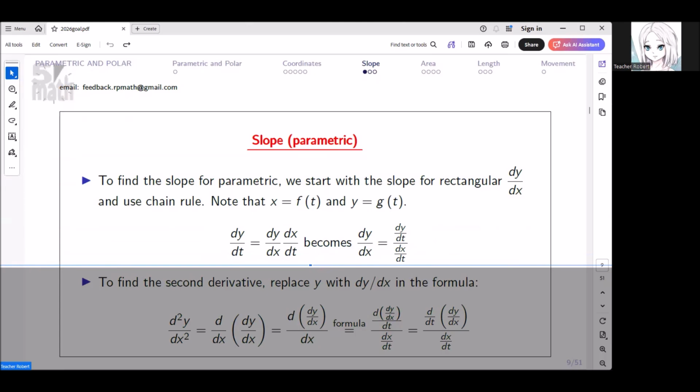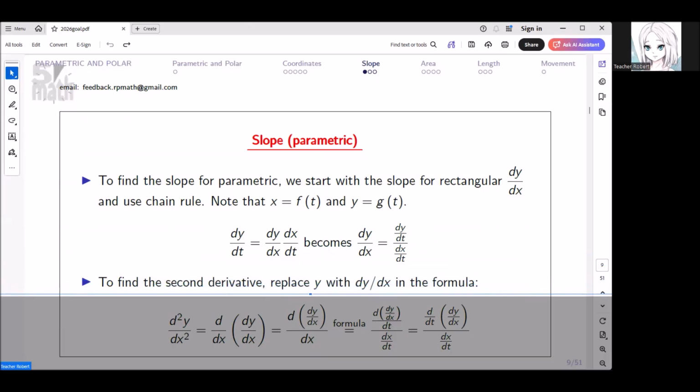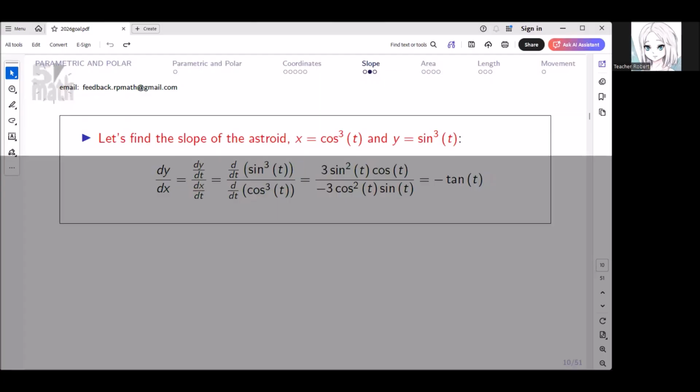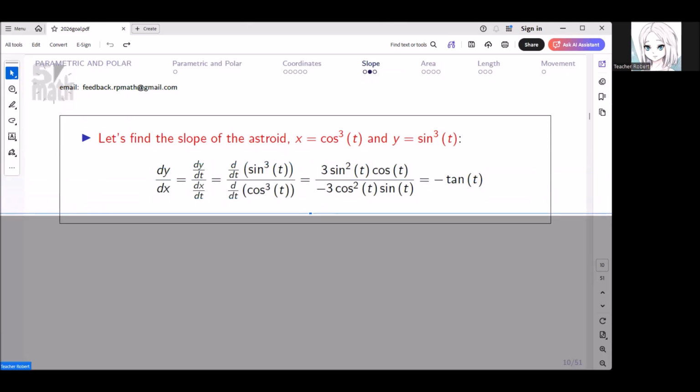Note that x equals f of t and y equals g of t. To find the second derivative, replace y with dy dx in the formula. Let's find the slope of the asteroid, x equals cosine t cubed and y equals sine t cubed. dy dx ultimately equals minus tangent of t.